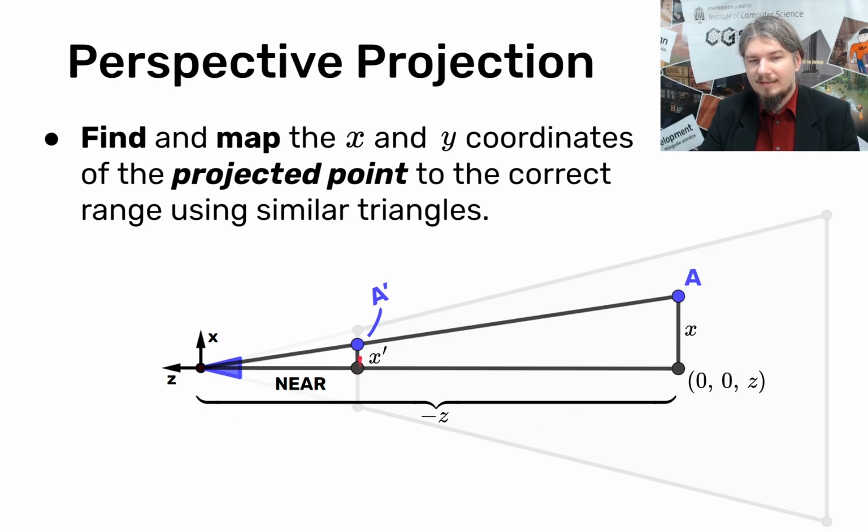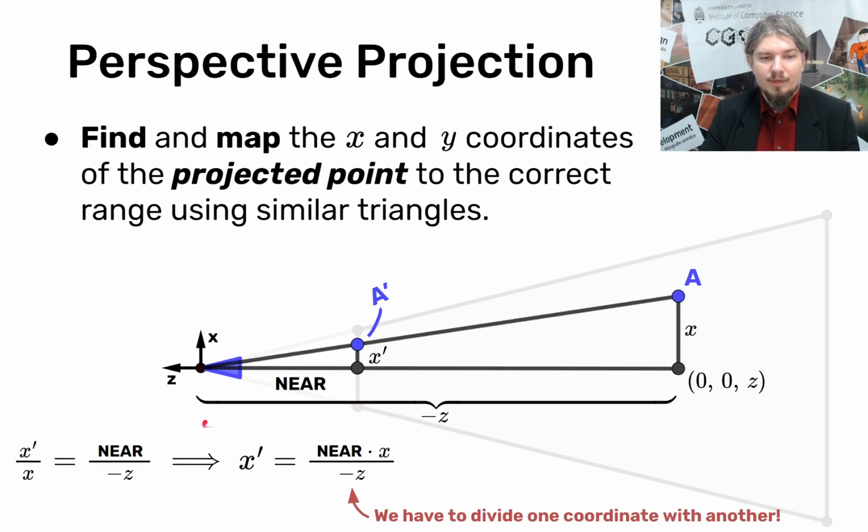Then we have the other two legs here. This is the length x', which is what we're trying to find, the x-coordinate of the projected point A'. And then we have just the x-coordinate of our original point A. Knowing about these similar triangles, we can write out that x' divided by x is the same ratio as near divided by minus z. Then we can do the cross multiplication and find out that x' is near times x divided by minus z. And now we have come across quite an interesting situation.